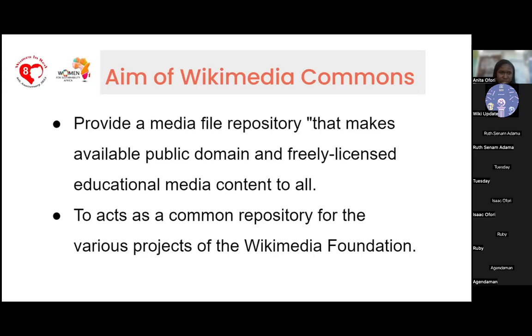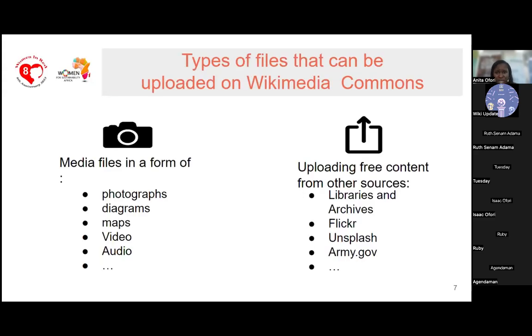Okay, so let's move on to the next slide. Now we're going to look at the type of files that can be uploaded on Wikimedia Commons. As you can see on my screen, the media files are photographs, diagrams, maps, videos, and audios, as has been explained. You can upload free content from sources like libraries or archives, Flickr, Unsplash, Imgur, platforms where you can get pictures for free, and donate them to Wikimedia Commons.